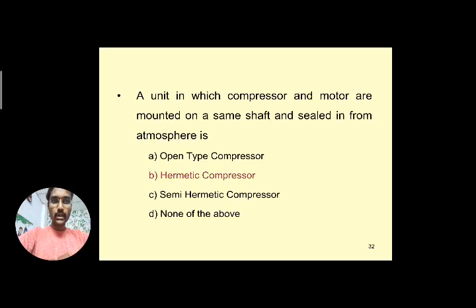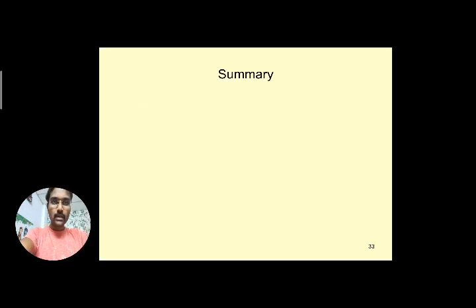The answer you can note it down. It's a hermetic type. Open type, and already I have discussed what is open type. Both are placed in separate places connected with the help of a belt drive system. Whereas semi-hermetic means here also the compressor and motor are placed in the same shaft, but it is not a completely sealed one. They are semi-sealed, made with some bolt and nut arrangement, so we can open that. A lot of vibrations will be created with the help of the semi-hermetic compressors. So completely sealed compressor is a hermetic type, and here the compressor and motor are mounted on the same shaft. This is the answer. Remember those three cases.